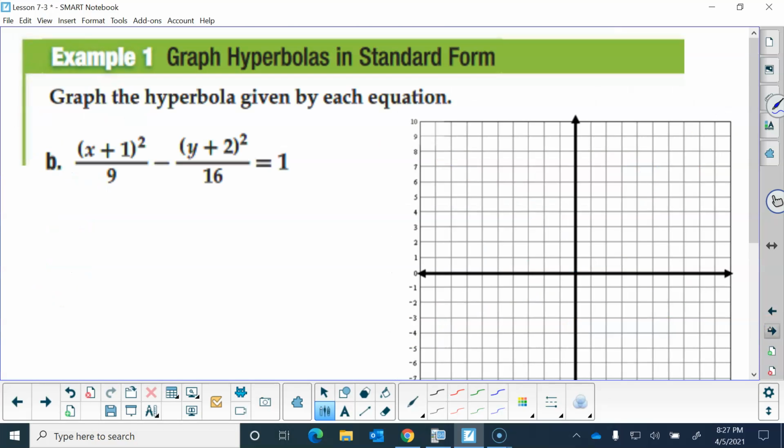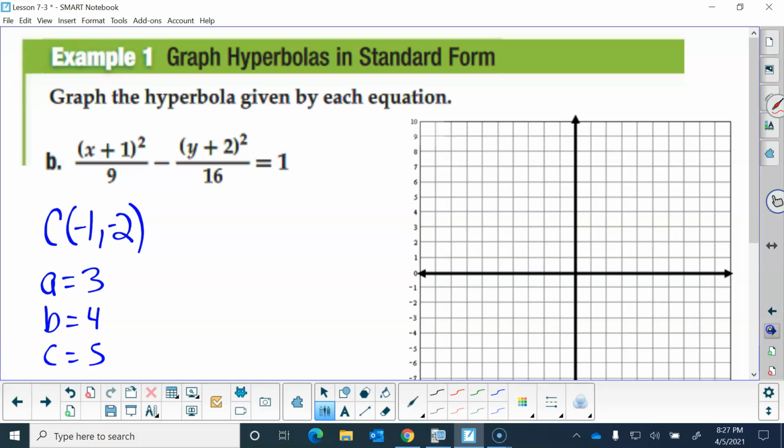Second example, you can see we're graphing this hyperbola, and this hyperbola has a center at -1, -2. That's your h and your k. Next thing we'll determine is the a, the b, and the c value. And so our a value is the square root of 9, which is 3. B value is the square root of 16, which is 4. And the c value is found by using the Pythagorean theorem. 9 plus 16 is 25, and the square root of 25 is 5.